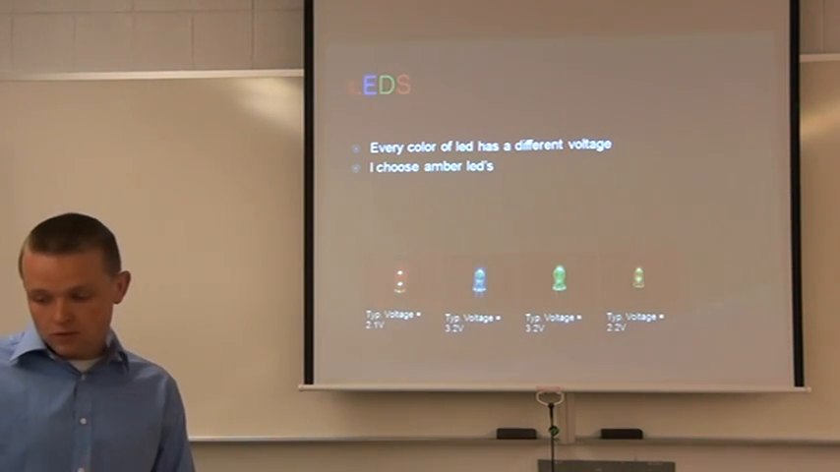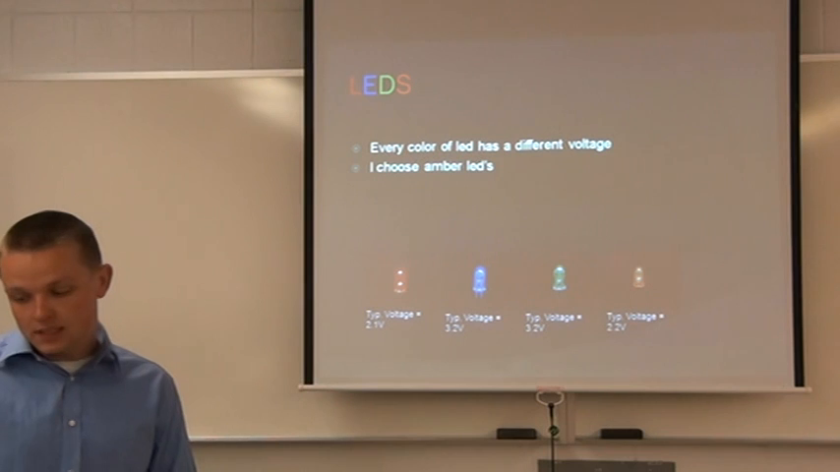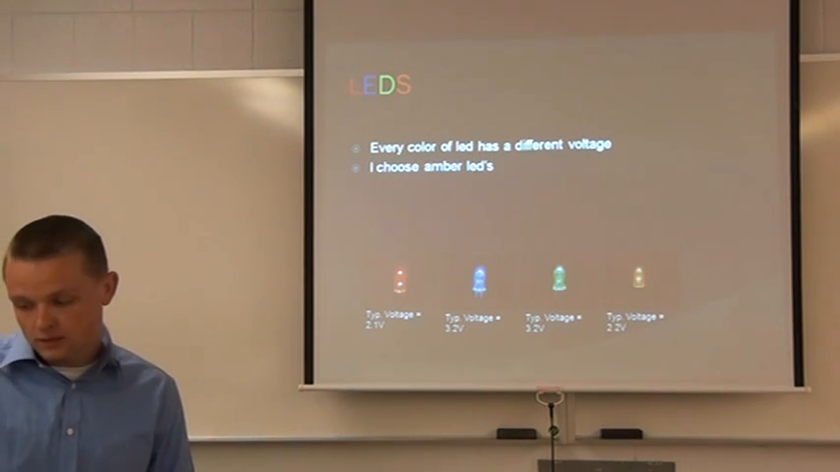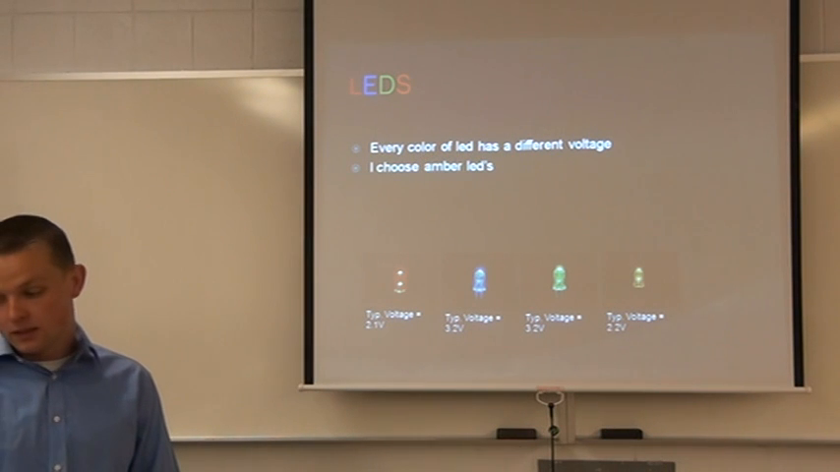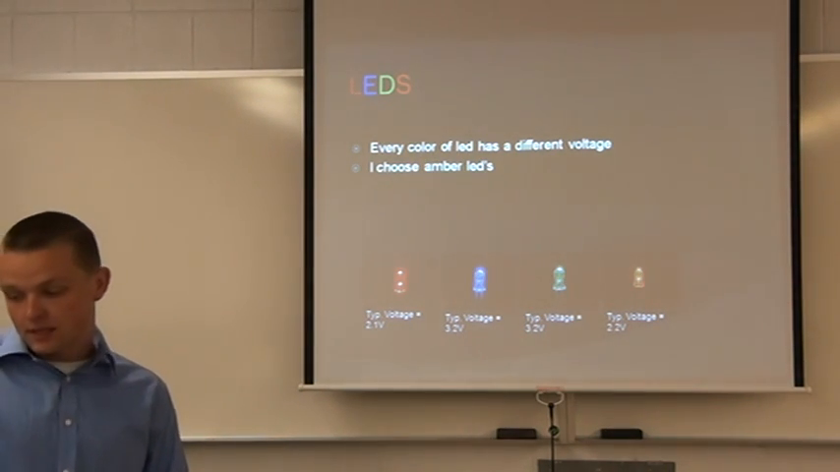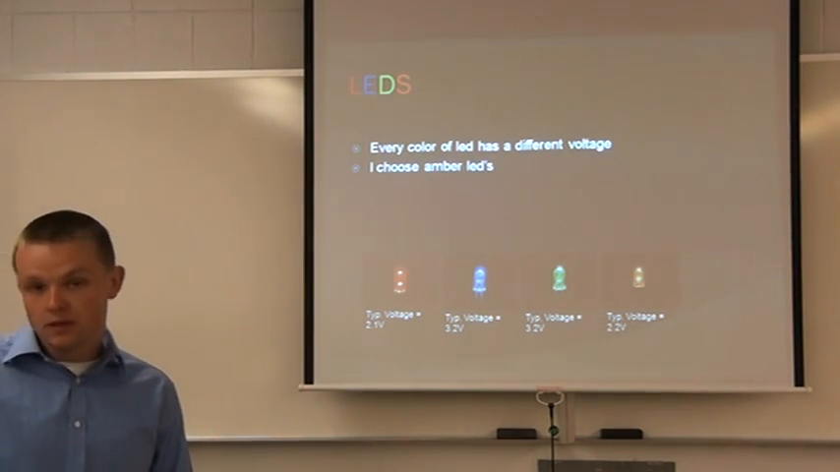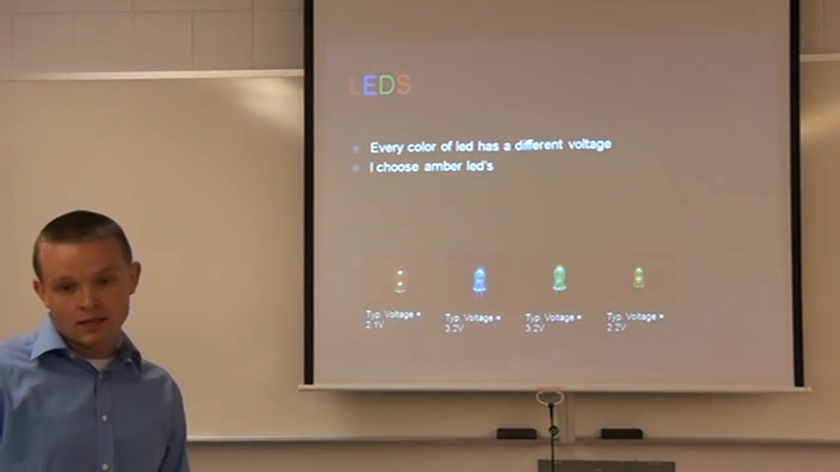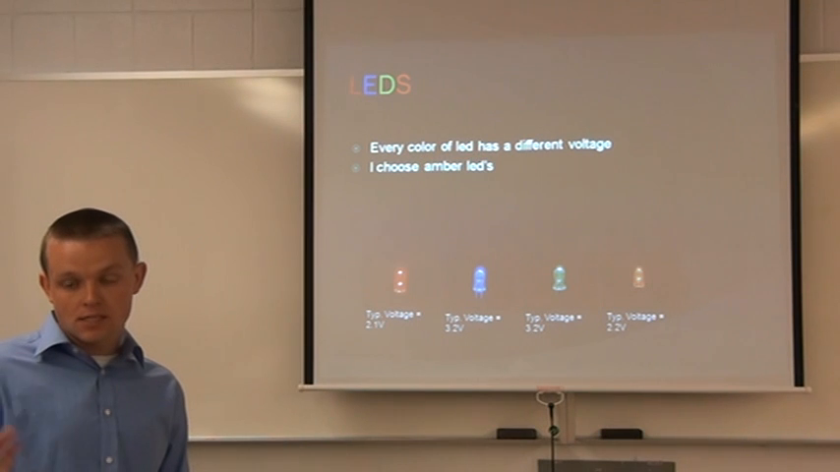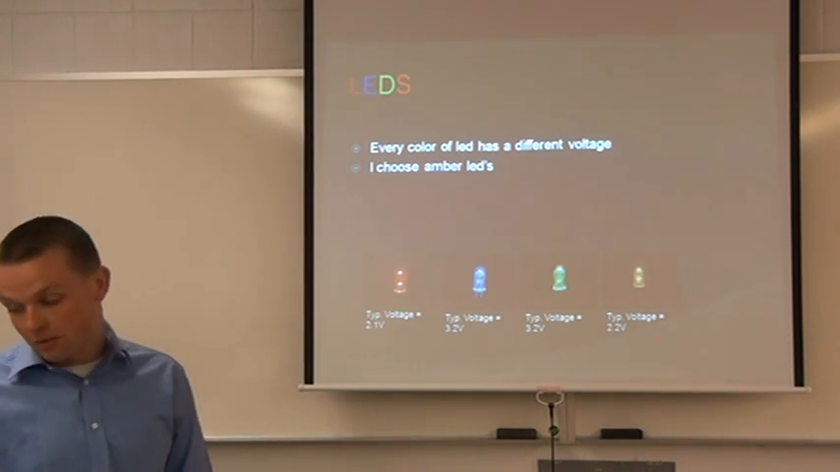The typical voltage for a red LED is 2.1 volts. A typical voltage for a blue LED is 3.2 volts. Same for the green LED, and the amber is 2.2. Now this comes into consideration for my circuit on how many I can put in series and how many I'm able to power up with a chip.